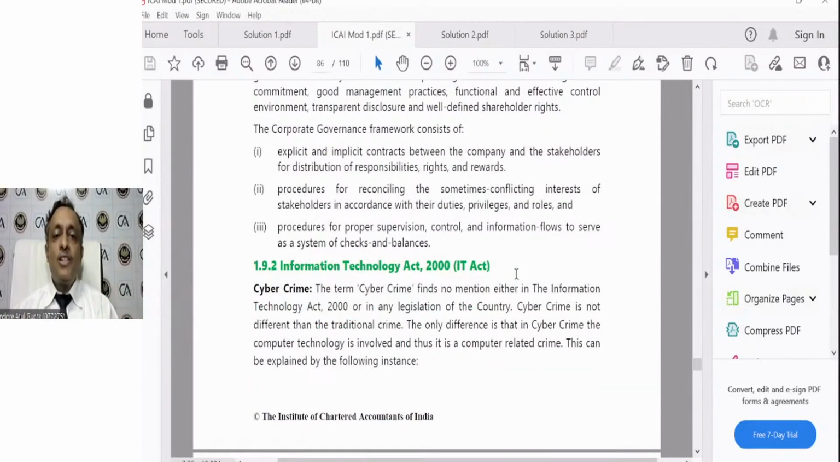Then it consists of explicit and implicit contracts between company stakeholders for distribution of responsibility, rights, rewards, procedure for reconciliation, and proper supervision. That is first. So that is corporate governance.